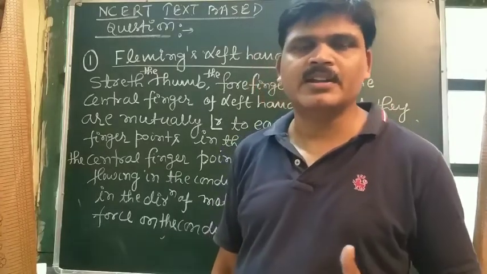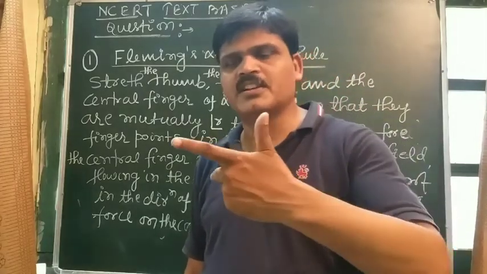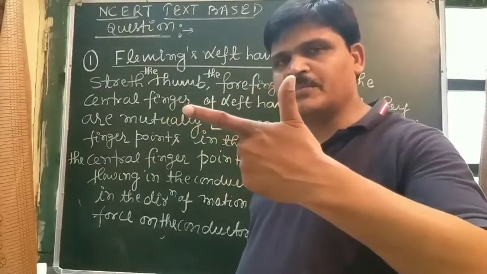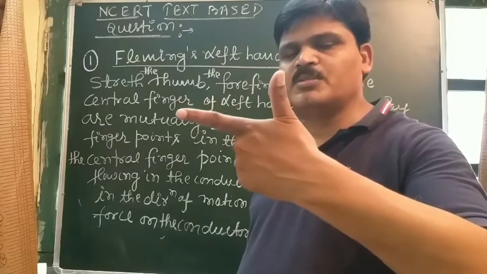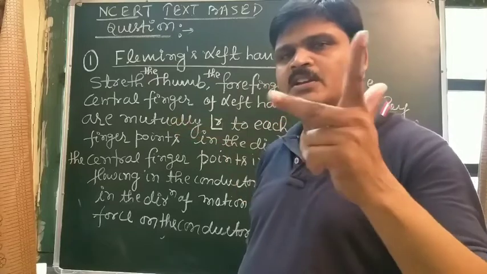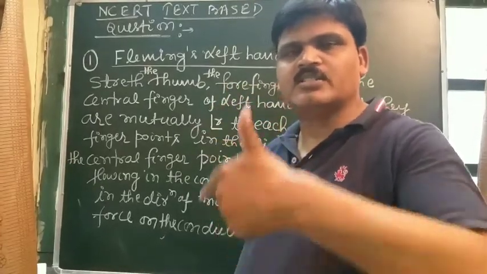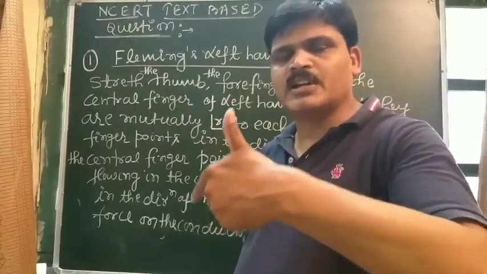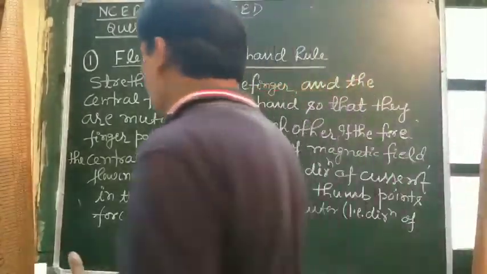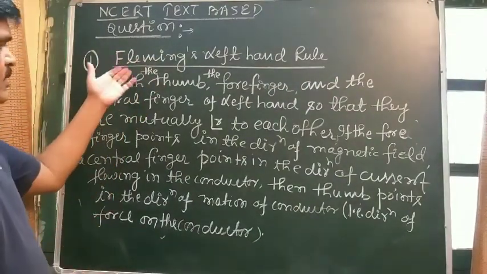This Fleming's left hand rule can be stated as: if we stretch three fingers of the left hand which are mutually perpendicular to each other, then the forefinger points in the direction of the magnetic field, the central finger points in the direction of the flow of current, and the thumb will point in the direction of the force acting on the current carrying conductor. The statement of this rule is already written here, you must note it down from here.